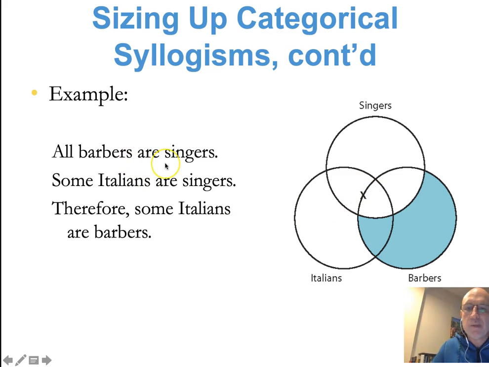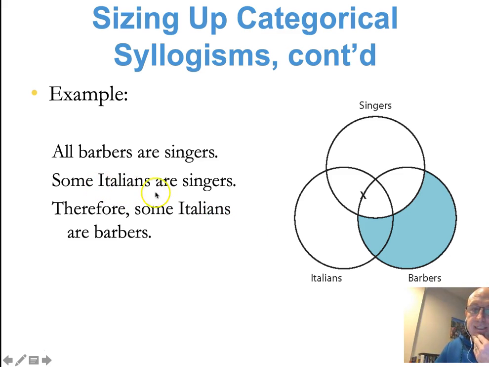So we know, first of all, that all barbers are singers. So we shade in the barbers to show that there are no barbers who are not singers. Do you see that? We've shaded this in to show that there are no barbers who are not singers, because we've told you all barbers are singers. But notice, the shading overlaps here because we want to show that not all barbers are Italians. My mistake, not all barbers are Italians.